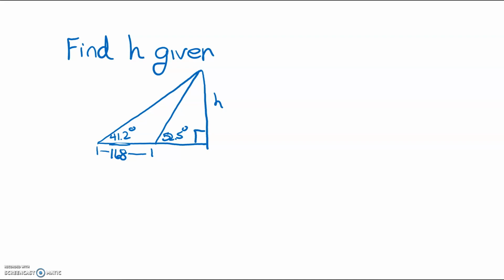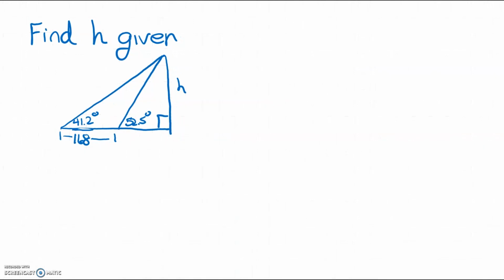This is typically a more difficult problem because we don't have an entire side of either of these right triangles. So we have two right triangles here. We have this big right triangle, and we have this small right triangle. So the question is, how can you solve for h if you don't know a complete side? Well, you can always solve for h if you know part of a side and you know some angles.